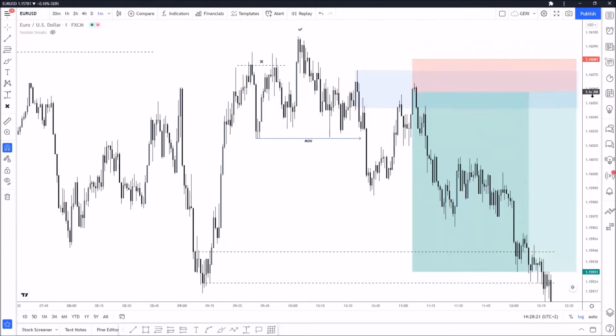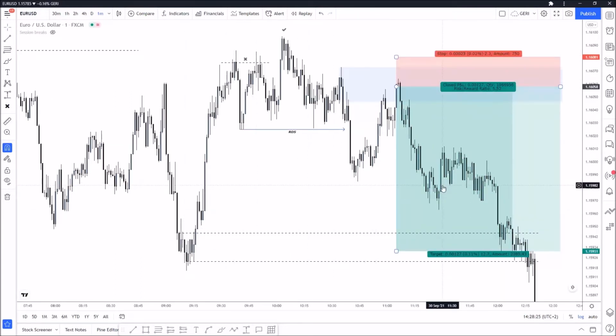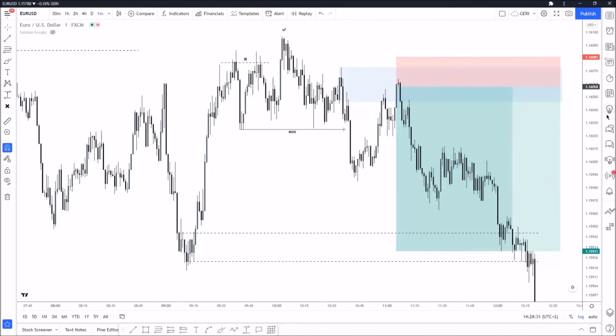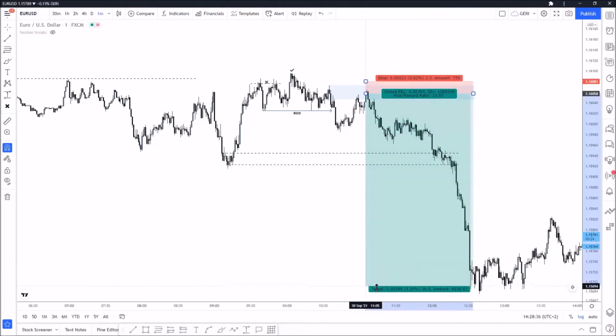Pretty simple, going with this demand zone as a target for a 5.5 risk reward. Unfortunately the price went in my direction even after I closed it, so it would have been even better. But yeah, of course it's not nice to see the price go like this, but you never know if it's going to continue or if it's going to bounce.